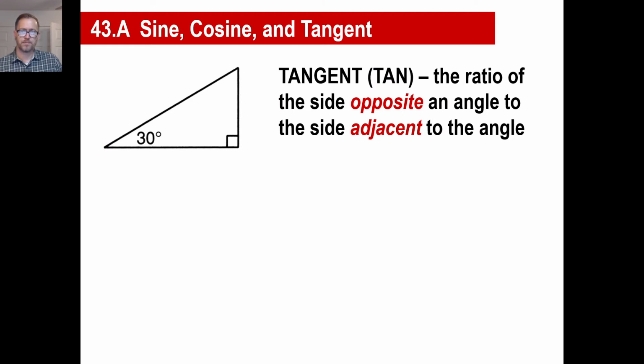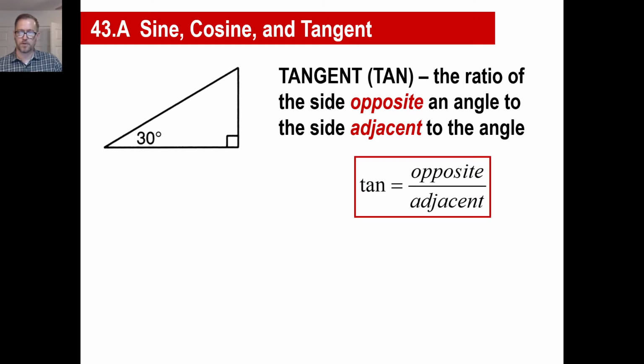Tangent is the third one. Excuse me. Tangent is the opposite over the adjacent. Sometimes it's, of course, TAN for tangent. That's the ratio. Opposite over adjacent. And again, don't worry about, oh wait, which one is which? What angle are you messing with? You messing with this angle right here? Then what's the opposite of that 30-degree angle? Okay, it's this one, right? That's the opposite. Okay, what's the adjacent to this? That's the adjacent side.